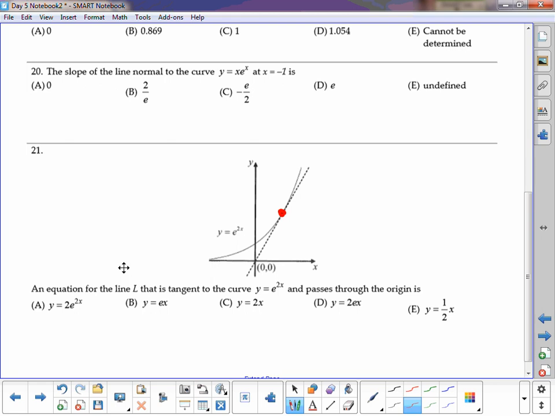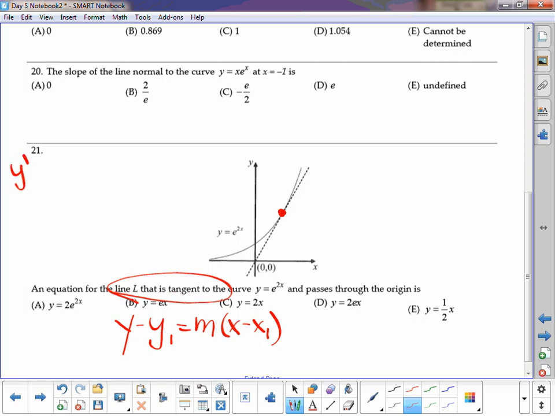We need to figure out what that value is before we can find the derivative at that point. So we know the equation of the tangent line. We need the point, and we need the slope. We don't know our point, and we don't know our slope. Now, in order to find our slope, typically we do our derivative. So the derivative of e to the 2x will give us what?